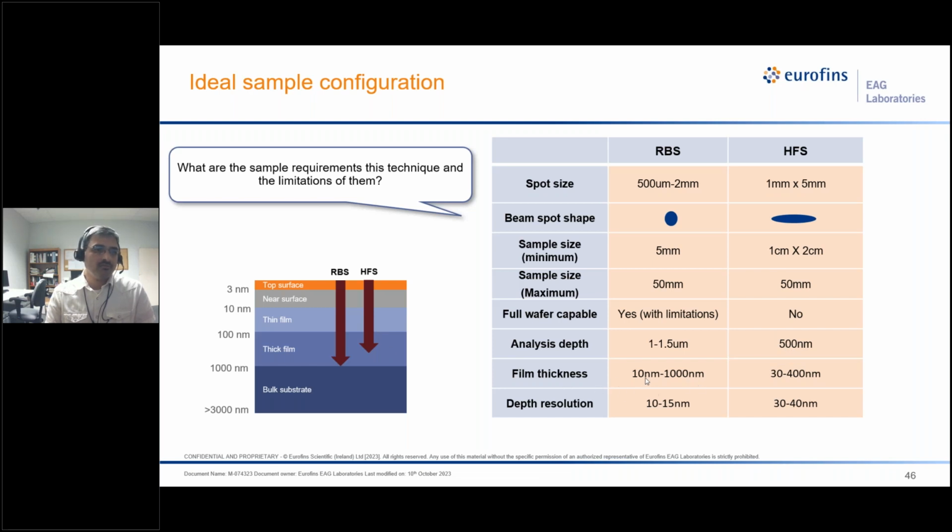The typical film thickness that we can measure depends on the analysis depth, that is 10 nanometers to 1 micron for RBS, and in the case of HFS, 30 to 400 nanometers. The depth resolution is not that great, not comparable to other techniques like sputtering techniques. Depth resolution for RBS is 10 to 50 nanometers and 30 to 40 nanometers for HFS.